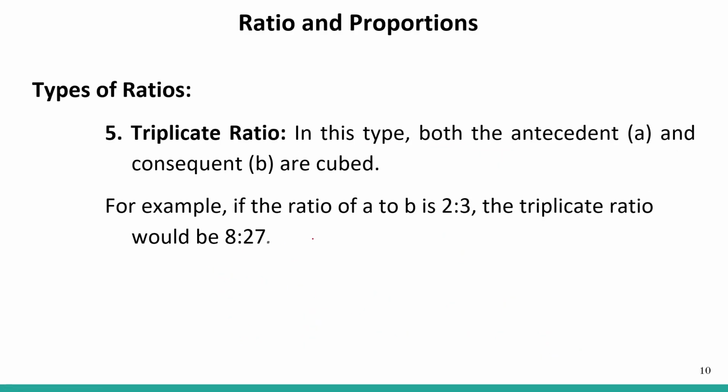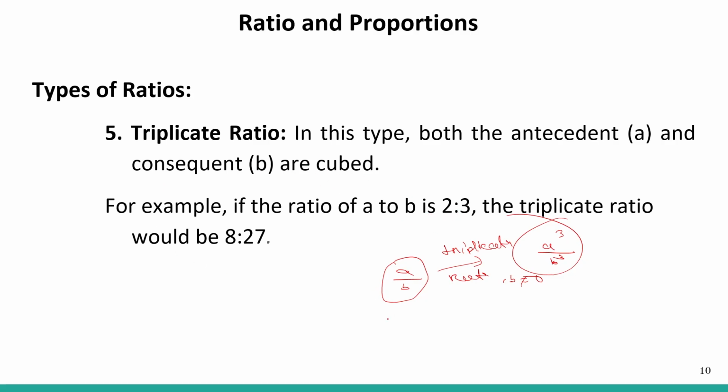So let's see the triplicate ratio. Triplicate ratio is a type in which both the antecedent and consequent are cubed. So you have A by B, where B is not equal to 0 obviously. For triplicate ratio, you get A cube by B cube, and initially you had A by B. So triplicate ratio does nothing but cube the numerator and cube the denominator. Then what you are left with is A cube by B cube. So this is an example of triplicate ratio.